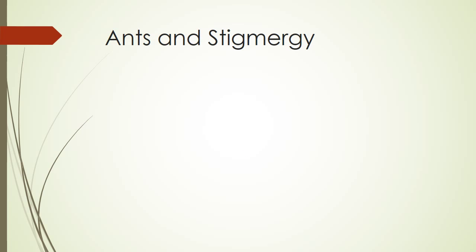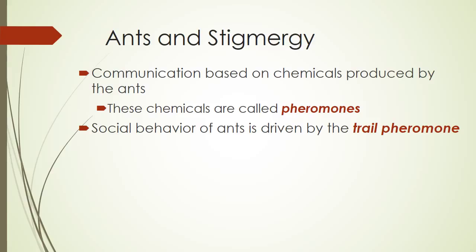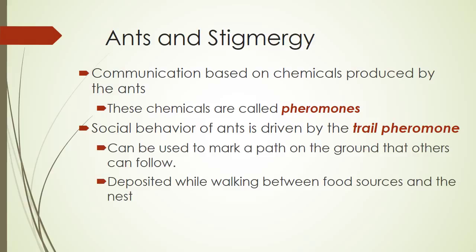So how do ants take advantage of stigmergic behavior? Well, ants are capable of producing chemicals, and these chemicals are known as pheromones. The social behavior of ants is largely driven by the trail pheromone. Trail pheromones are pheromones that they can use to mark a path on the ground that other ants can follow. These trail pheromones are deposited while they're walking to and from food sources.